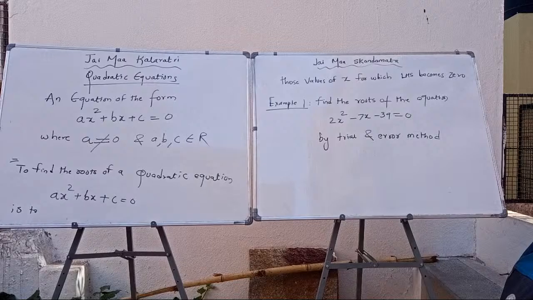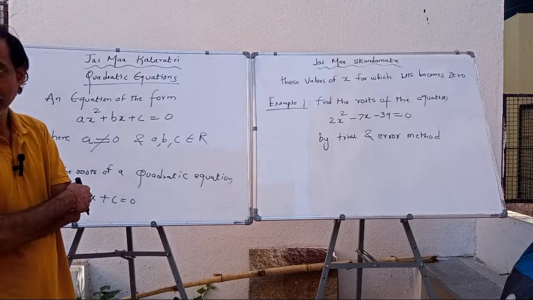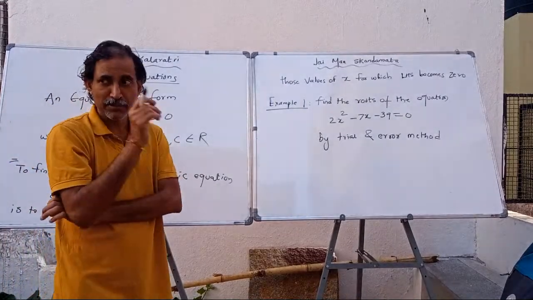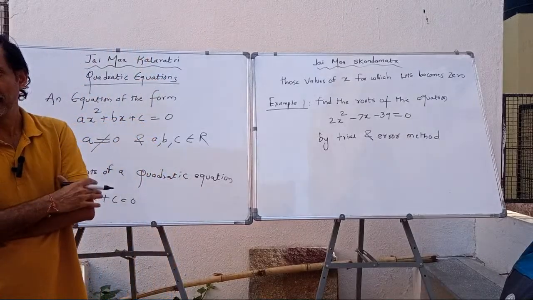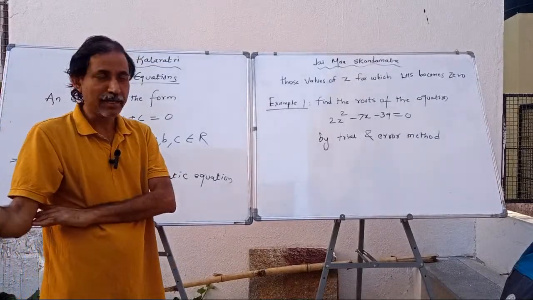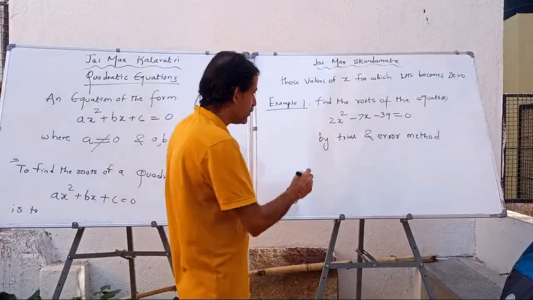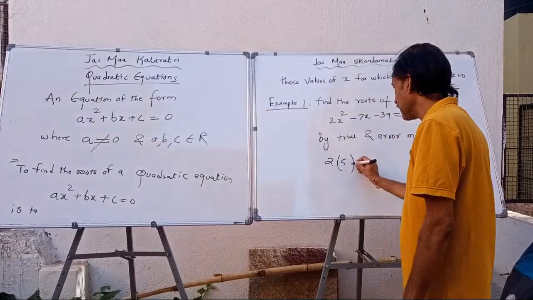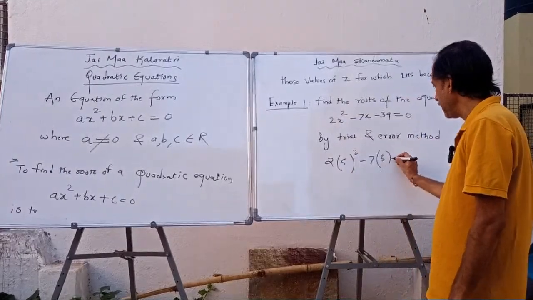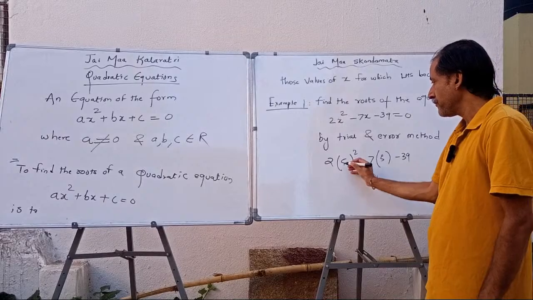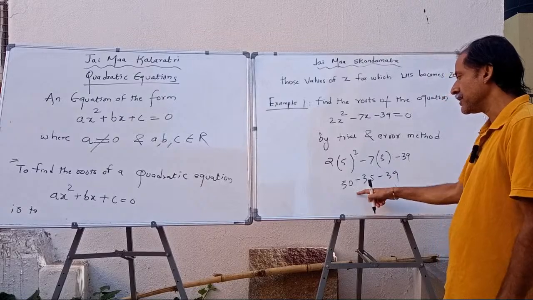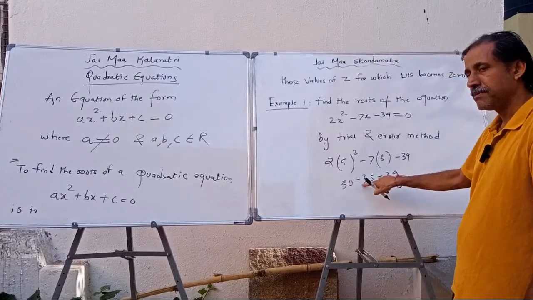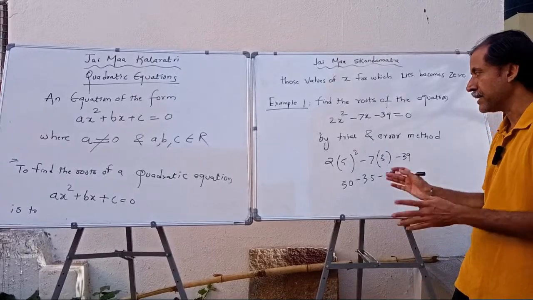5? Does it work? Don't give me wrong answers. This is not guesswork. You have to try it out and tell me the right answer. You tell me 5, I know it is not 5. At least let me show you why 5 will not work. 5 fives are 25, into 2, 50, minus 35, minus 39. Clearly it is not equal to 0, because the negative terms will be more than 50, so it will be something negative. So this is not going to work.